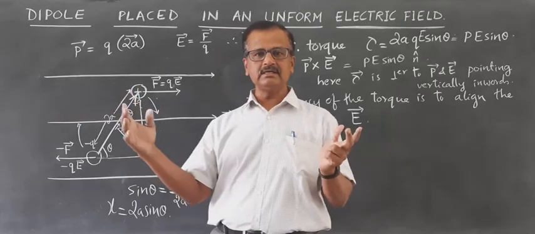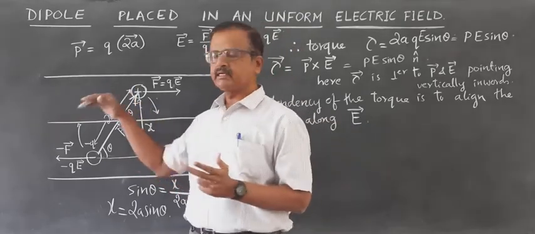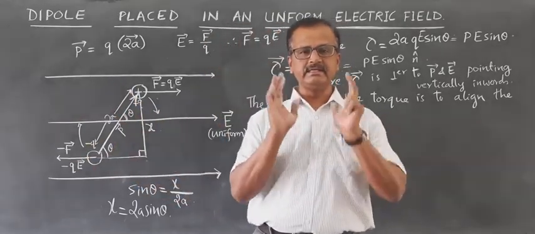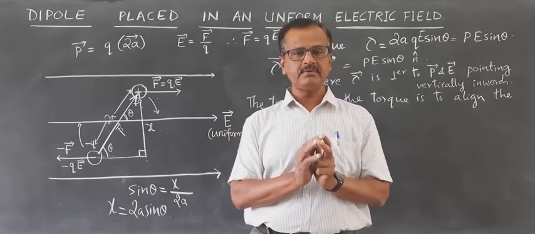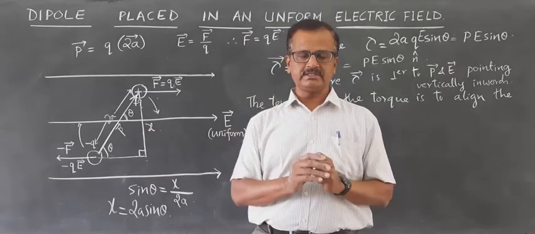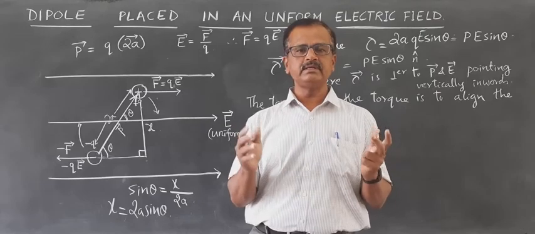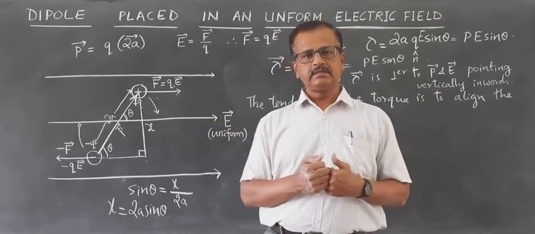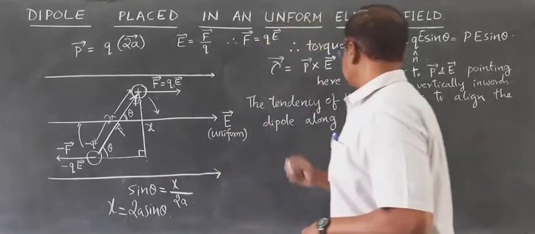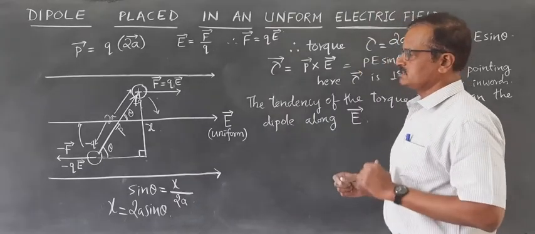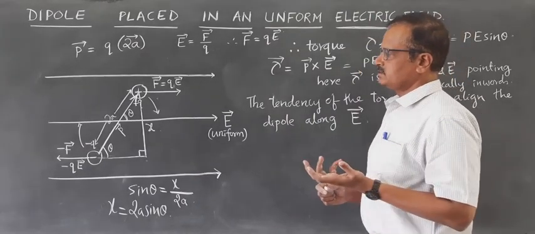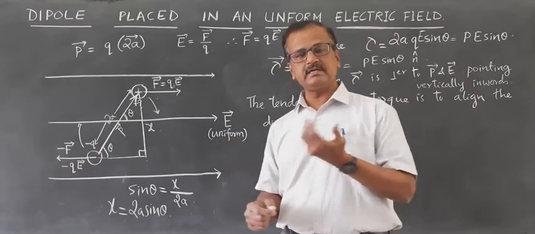So that work done in turning the dipole against the electric field is stored in the dipole in the form of dipole potential energy. That dipole potential energy we will learn later. Okay. Now we'll learn the special cases. What are the special cases in which the dipole experiences the torque?